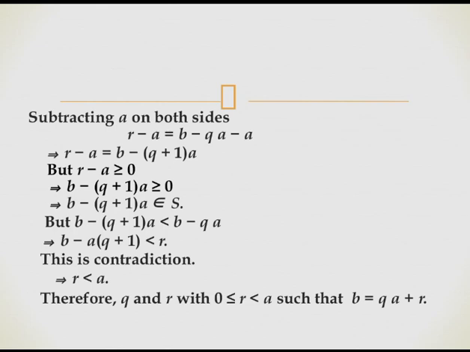The value is greater than or equal to 0, so the value is in the set capital S, which implies b minus (q plus 1) into a belongs to capital S. But from the arithmetic progression, we have b minus (q plus 1) into a less than b minus q into a, which implies b minus a into (q plus 1) is less than r, which is a contradiction. Therefore, our assumption is wrong. r greater than or equal to a is wrong, which implies r is less than a. Therefore, there exist q and r with 0 less than or equal to r less than a, such that b is equal to qa plus r.